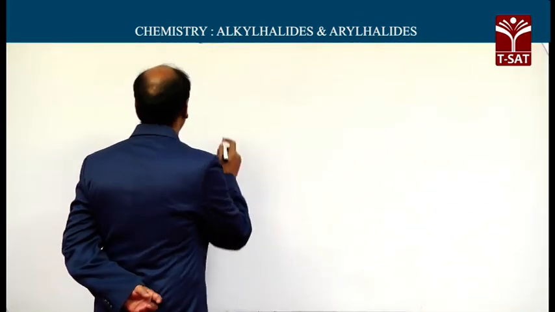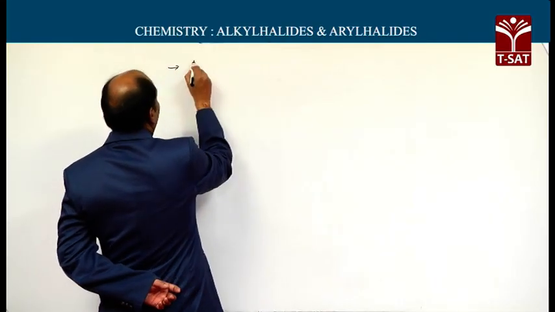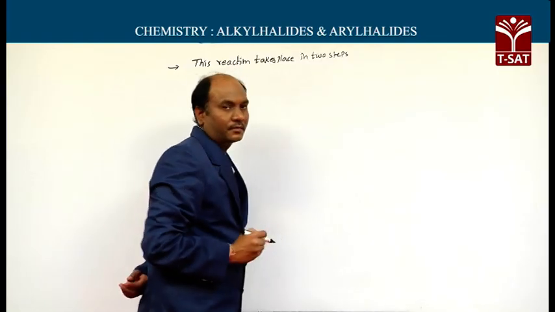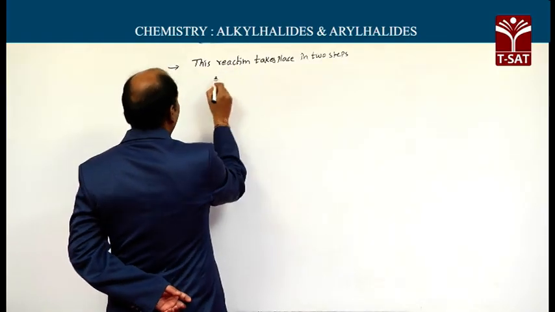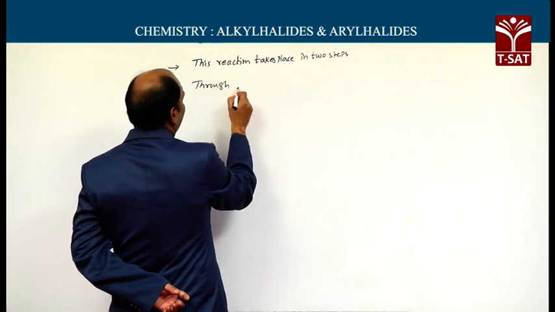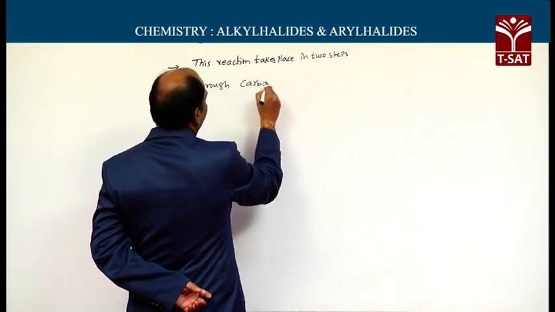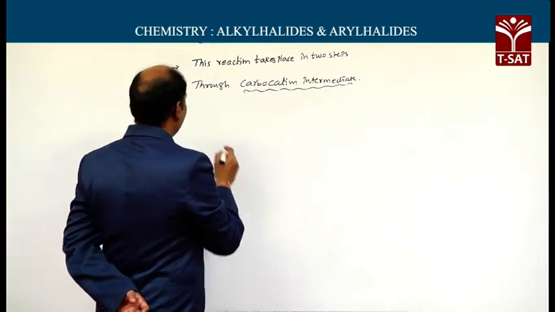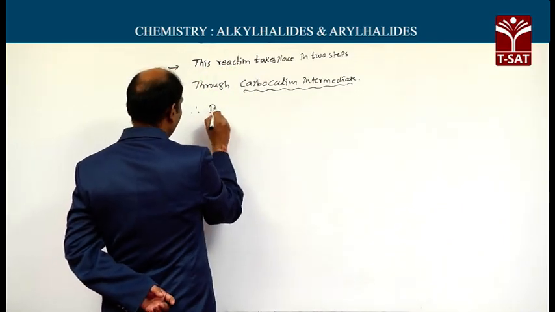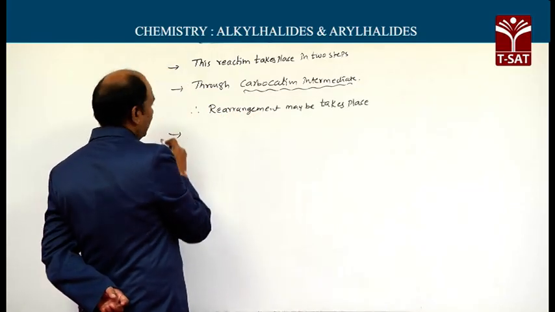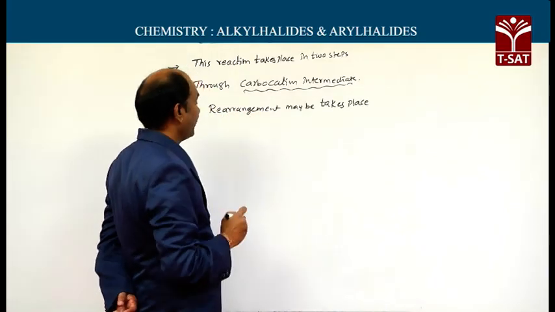Now the characteristics of SN1 reaction. This reaction takes place generally in 2 steps, and here it is through a carbocation intermediate. Here, the carbocation intermediate, therefore rearrangement may take place.